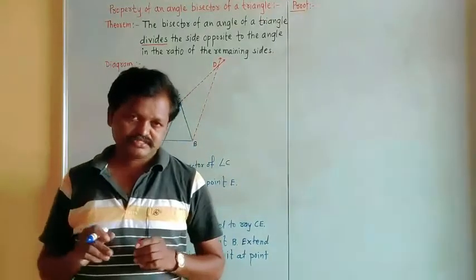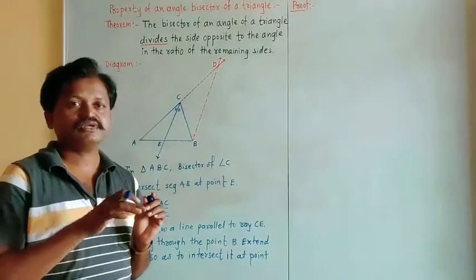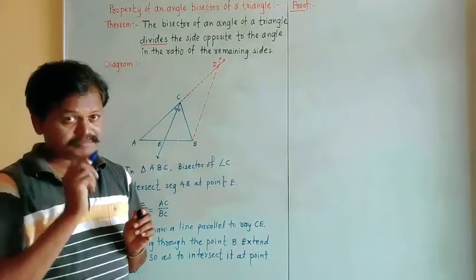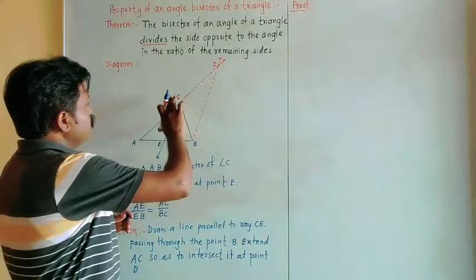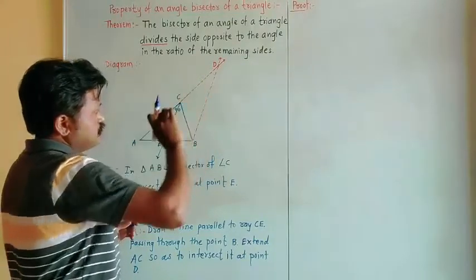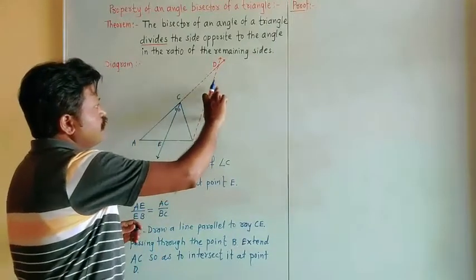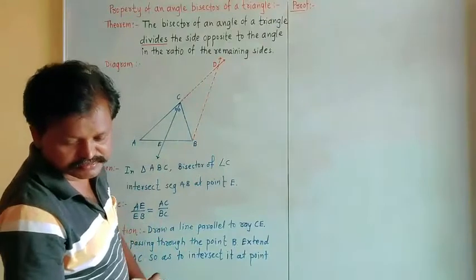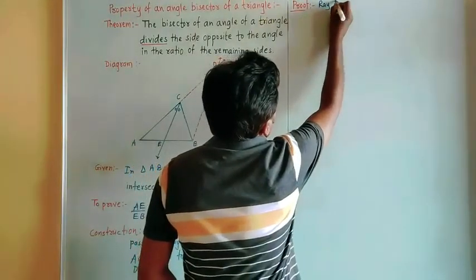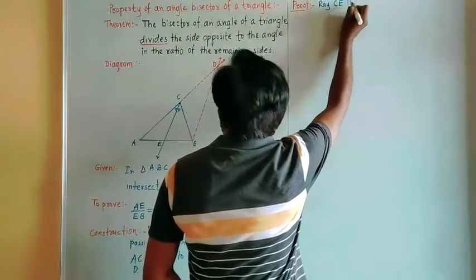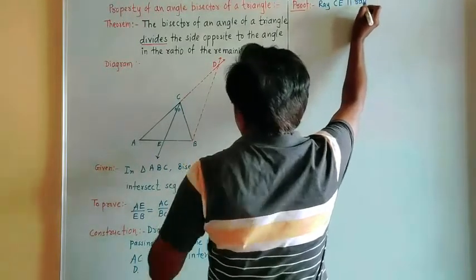But before this, we want some statements for our proof. So we write the first statement. Ray CE is parallel to BD. So I write here: ray CE is parallel to ray BD.